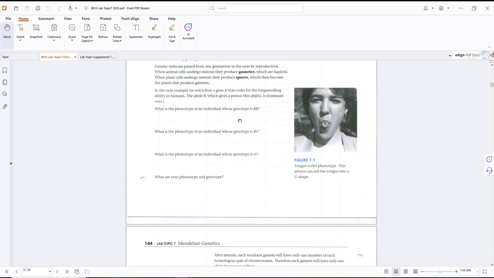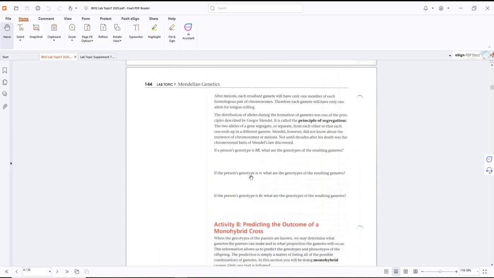As we go through, answering the questions along the way, even though some of these questions might seem easy, it's just good practice. So what is the phenotype of an individual whose genotype is big R, big R? Okay, they have the dominant allele. Heterozygous, they have the dominant allele. Homozygous recessive, they have the recessive allele, and so forth.